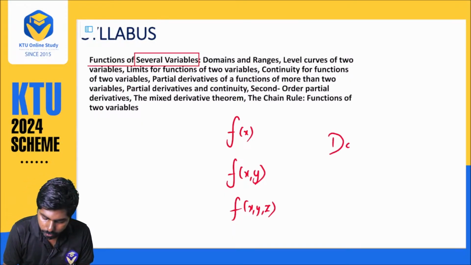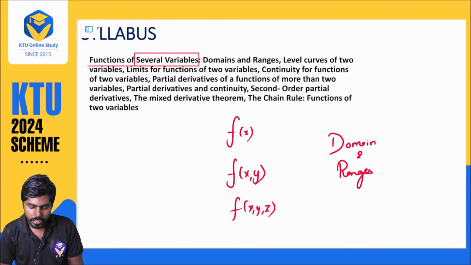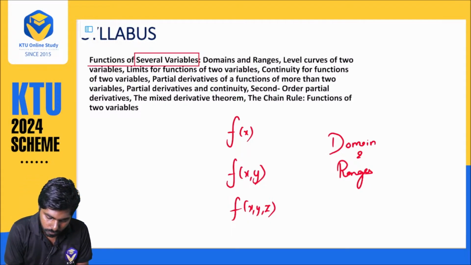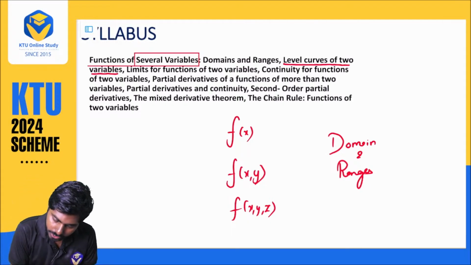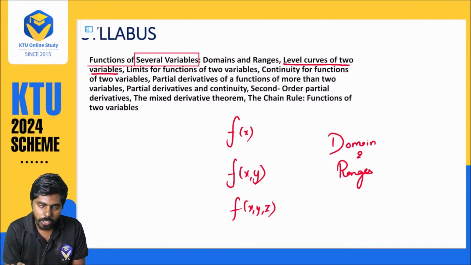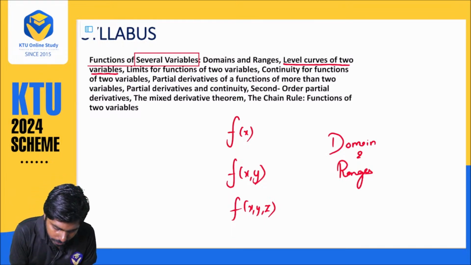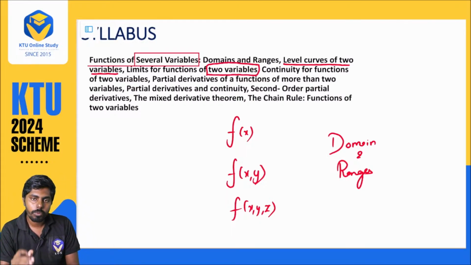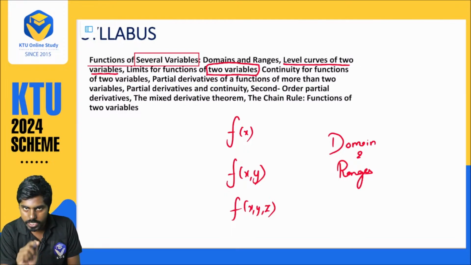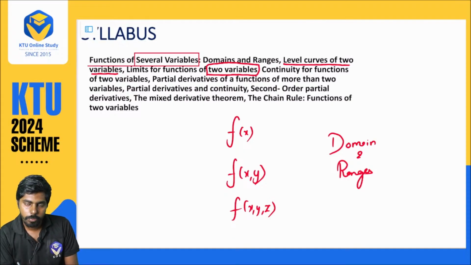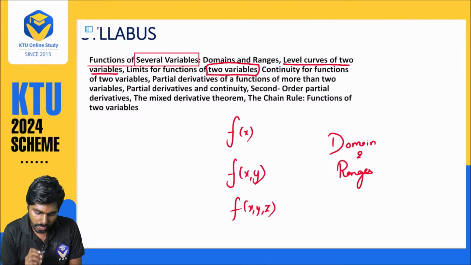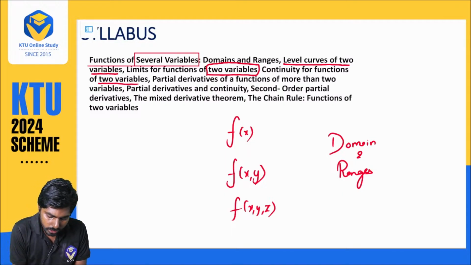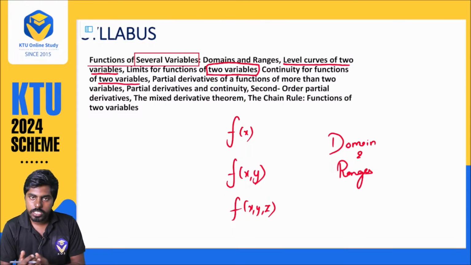Then you are going to learn about domain and range. It is a very easy topic. Then level curves of two variables, where you just need to learn the formula. Then limits for functions of two variables. In the previous module we learned about limits, but in a single variable, that is the x variable or a z variable or a t variable. But here we will be learning about two variables, that is x comma y. That is the thing they have given. And continuity of function, the same thing I told you, everything is connected.